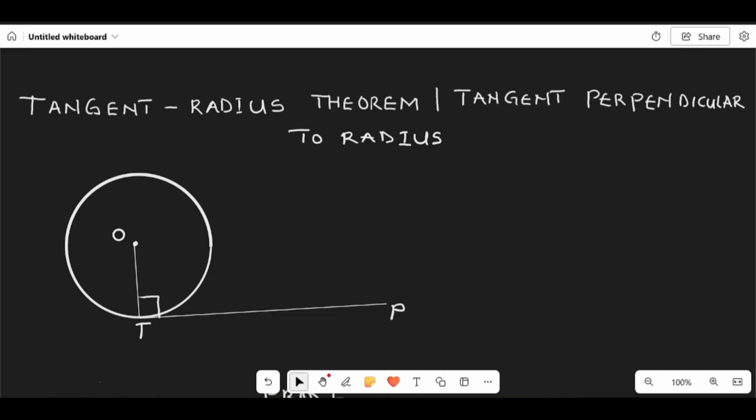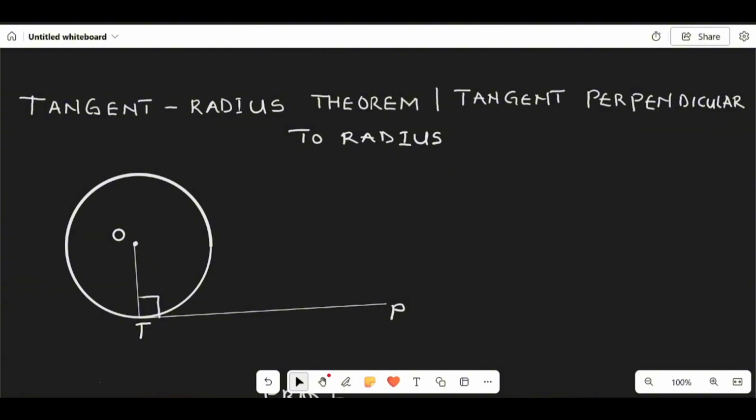Today we are diving into one of the simplest yet most powerful circle theorems, the tangent radius theorem, which says the tangent to a circle is perpendicular to the radius at the point of contact. Let's break it down, prove it, and see how it's used in real problems, all in a simple way. Let's go. First, what is a tangent?